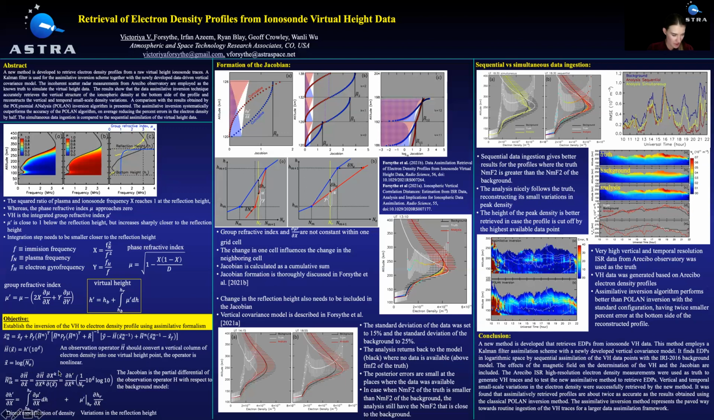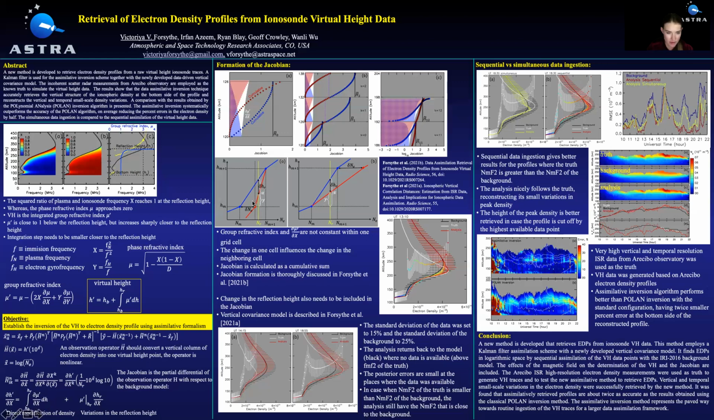And this dh prime dx can be split into two portions. One is due to the direct modification of the density in the grid cell, and another one is due to the variation of the reflection height. Okay, let's look first at this first component.